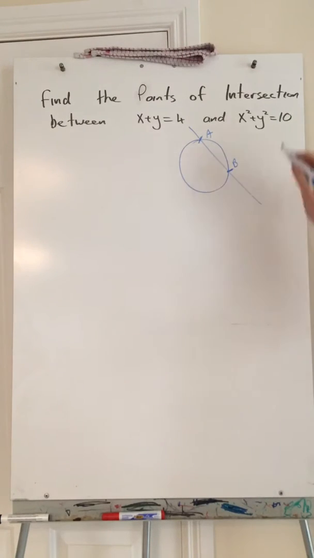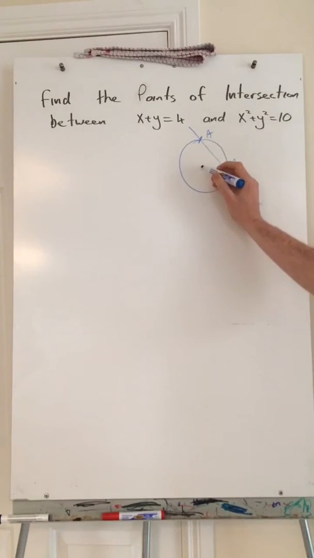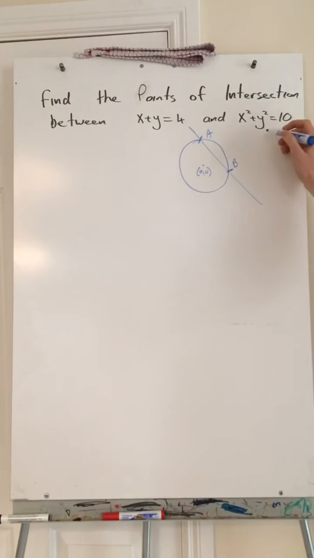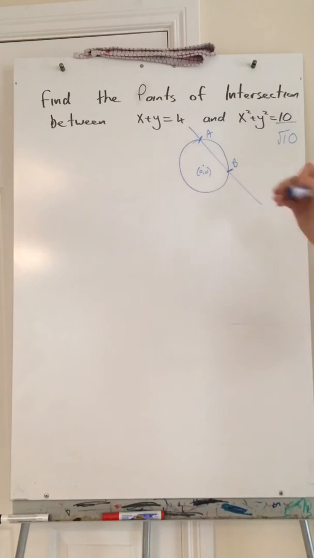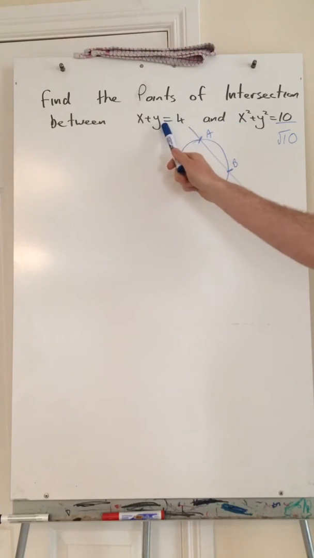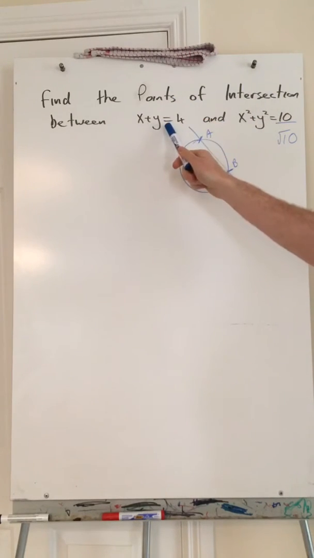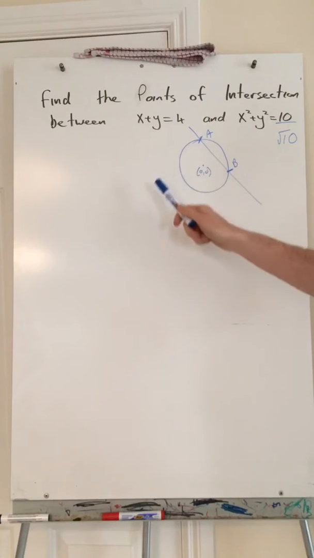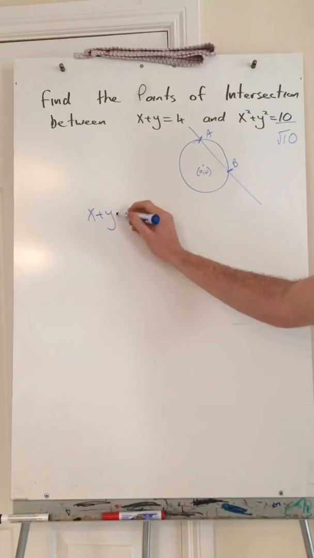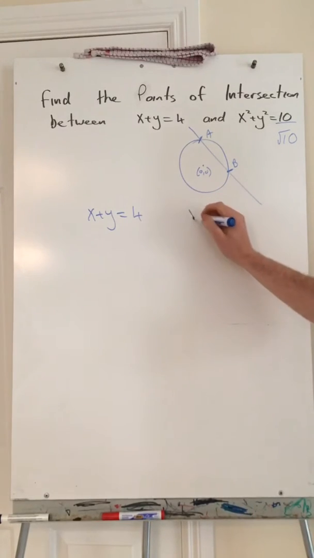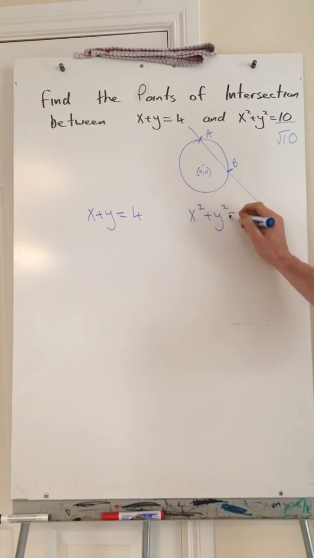I call them A and B. Hopefully it's clear that this circle has a center of (0, 0) and a radius of the square root of 10. We want to find the points of intersection, where this line cuts that circle. You do the exact same if you had two lines: to find the points of intersection of two lines, you solve simultaneous equations. So we need to solve simultaneous equations between x plus y is equal to 4 and x squared plus y squared is equal to 10.